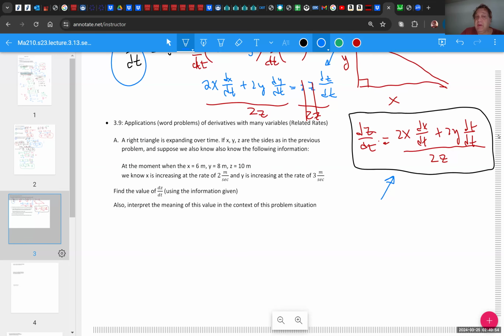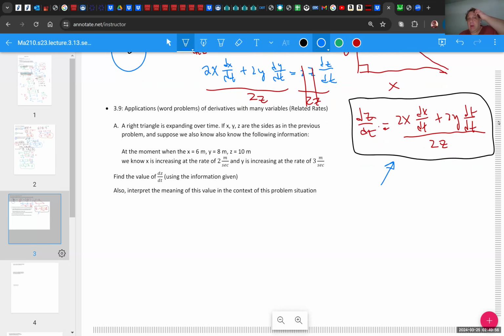So we're going to pick up here on example A. We have the right triangle. It's just like we did before. So we're going to be able to use the same formula that we derived from the previous problem. And what the question says, there's a moment when the x is 6 meters, the y is 8 meters, the z is 10 meters. We know that the x is increasing at the rate of 2 meters per second, and we know that y is increasing at the rate of 3 meters per second.